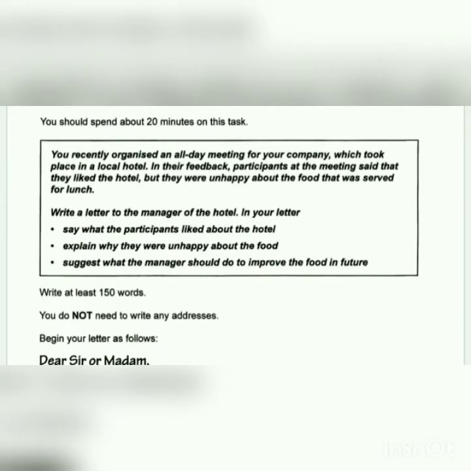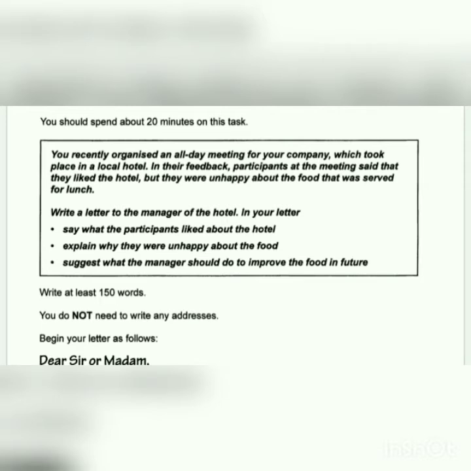Now, as you can see on your screen, the question of IELTS General Writing Task 1 looks like this. You should spend about 20 minutes on this task. The question is: you recently organized an all-day meeting for your company, which took place in a local hotel. In their feedback, participants at the meeting said that they liked the hotel, but they were unhappy about the food that was served for the lunch.